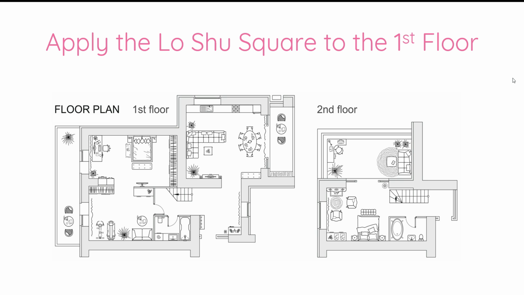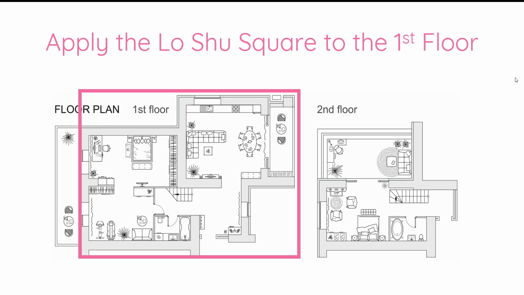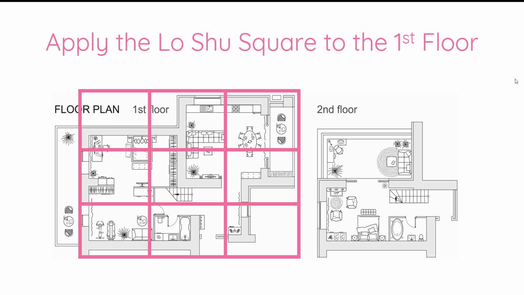We're going to simply apply a square all around the first floor, and we'll do that here. And then we're going to divide our house and our floor plan vertically and horizontally. You simply measure and divide by 3. So there we've got 9 equal squares.